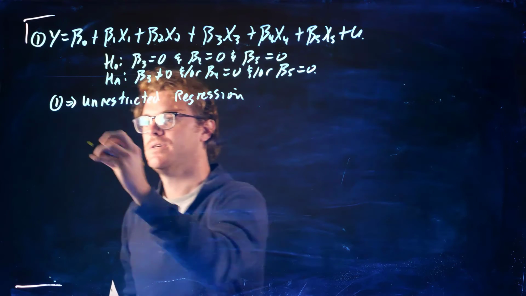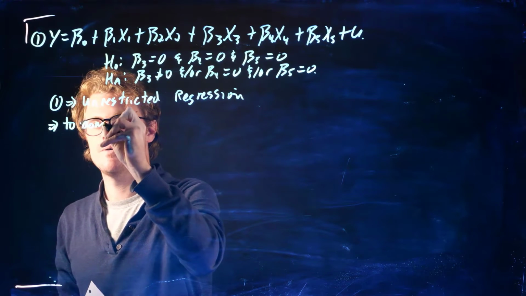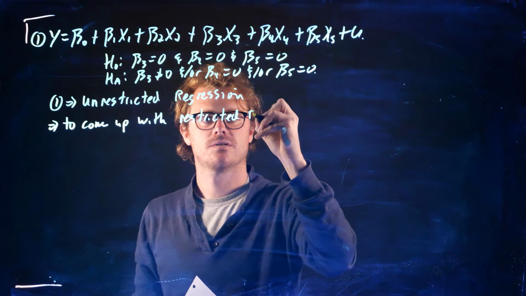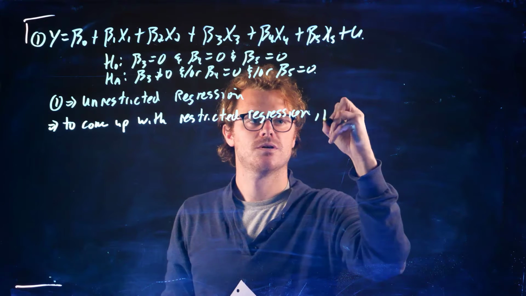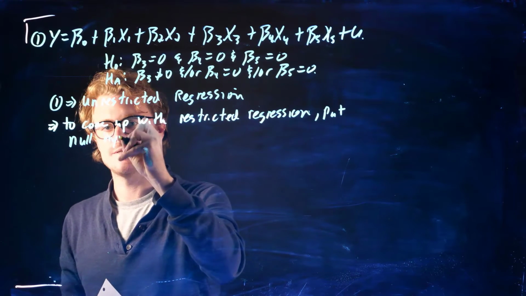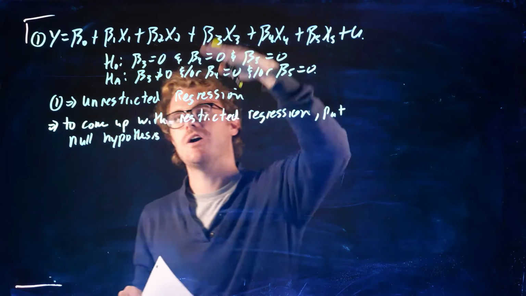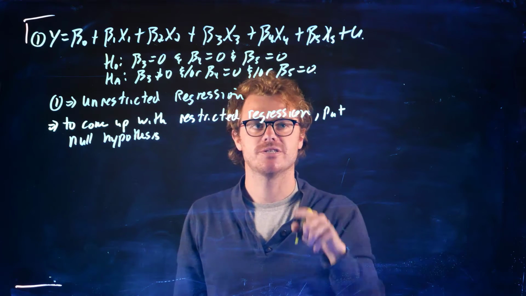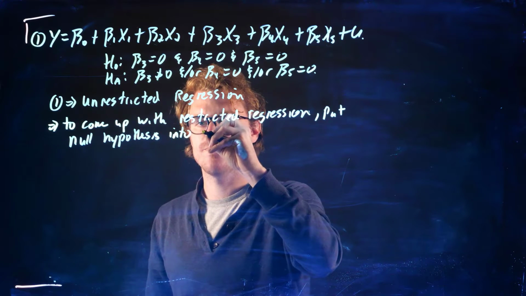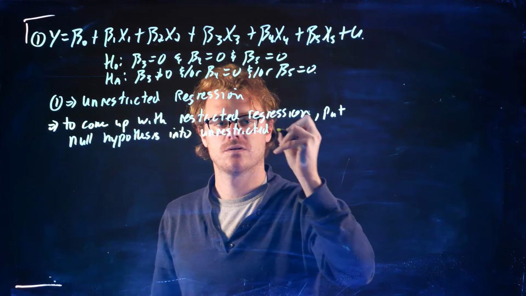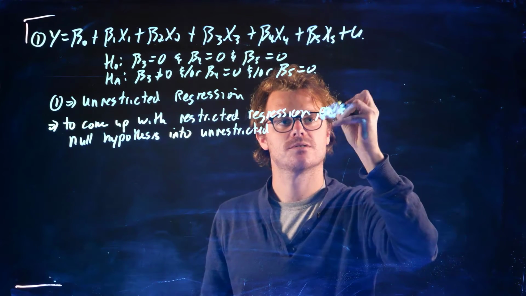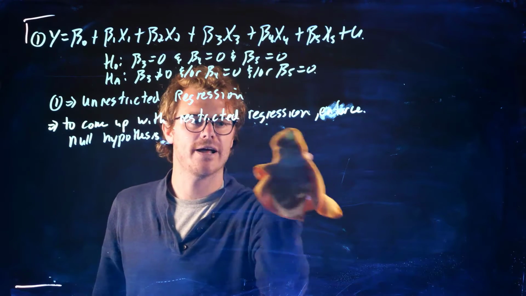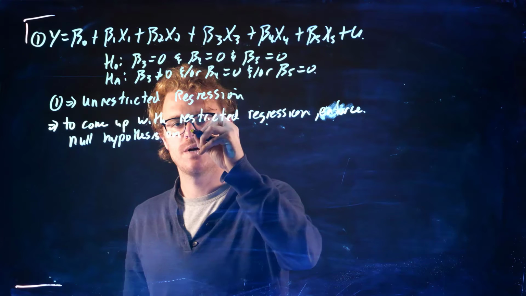Now we can think about how to come up with our restricted regression, or a restricted model: put your null hypothesis into effect, or enforce your null hypothesis, on your unrestricted regression.